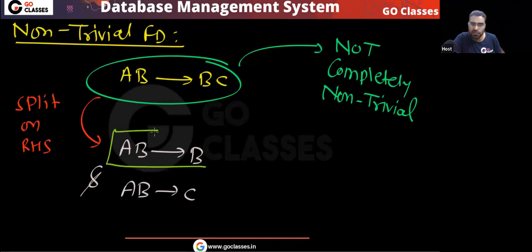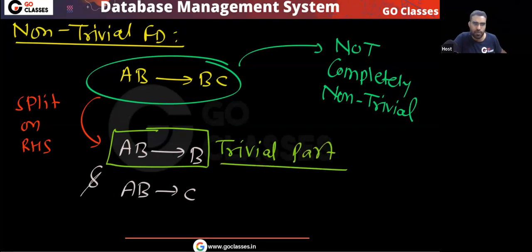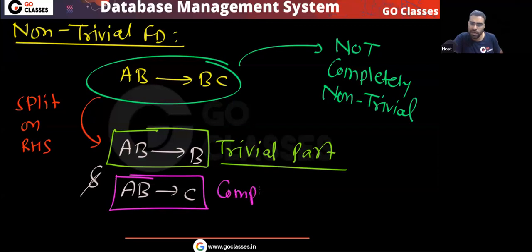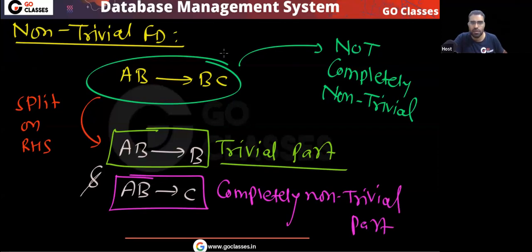Can you notice this is the trivial part? And this is the completely non-trivial part. Understood? Is this clear to everyone? Okay, so very simple point.